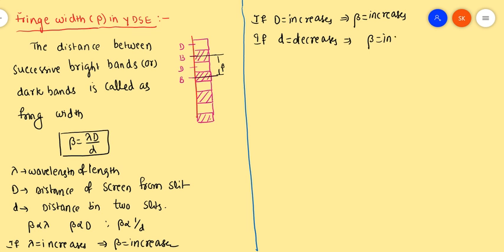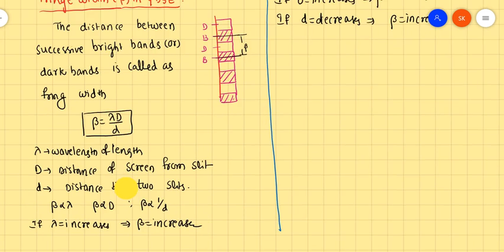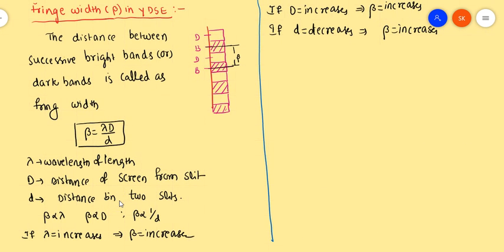In order to increase the fringe width, what do we have to do? We have to increase the wavelength, increase the capital D, and decrease the small d. Why do we have to decrease the small d? Because beta is inversely proportional to small d. When the small d decreases, beta increases. When capital D increases, beta increases because they are directly proportional.